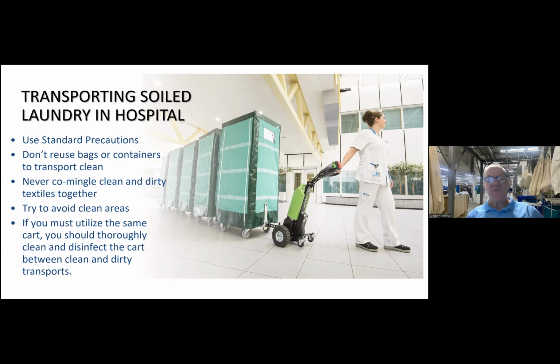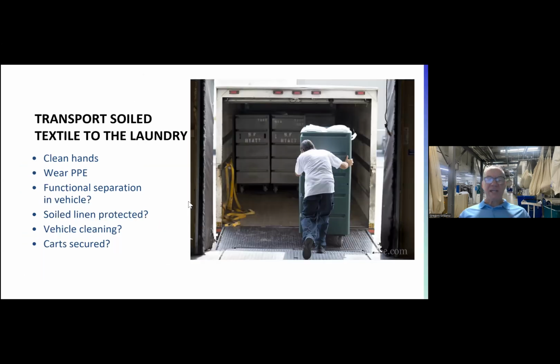And then, very, very important, if you must use the same cart that had clean textiles in it, make sure once the soiled textiles are out of there that it's cleaned and disinfected according to the standards for how to do that, with an EPA registered disinfectant and following the label claims on that. Okay, we're at step 2. Okay, step 3, the soiled textile is now taken to the laundry.